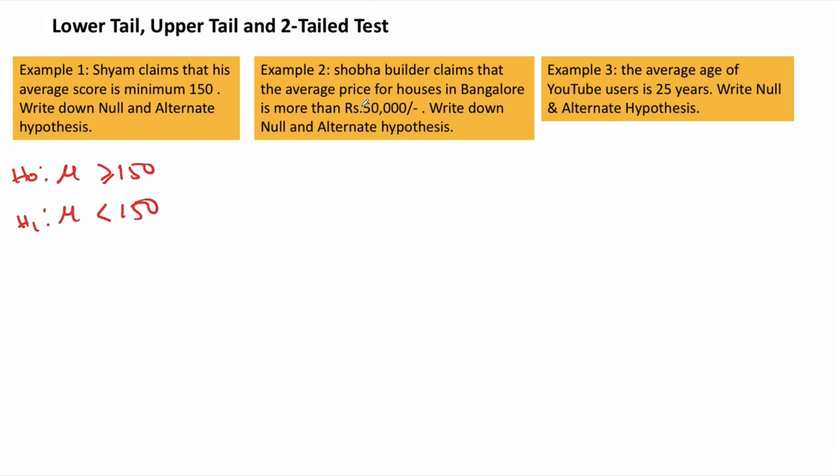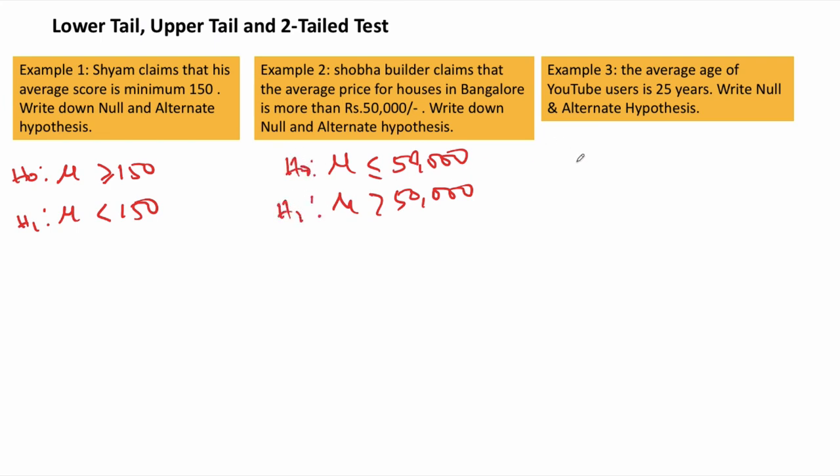Now let's write the null hypothesis and alternate hypothesis, which you have understood in the previous section, for all these three examples. Then I will tell you the tip how you can easily identify which one is the lower tail test, which one will be the upper tail test, and which one will be the two tail test. Now consider the second example wherein it is mentioned that Shobha Builder claims that the average price for the houses in Bangalore is more than 50,000. So in that case I will say mu is more than 50,000 and mu is less than or equal to 50,000. So this is the null hypothesis, this is the alternate hypothesis.